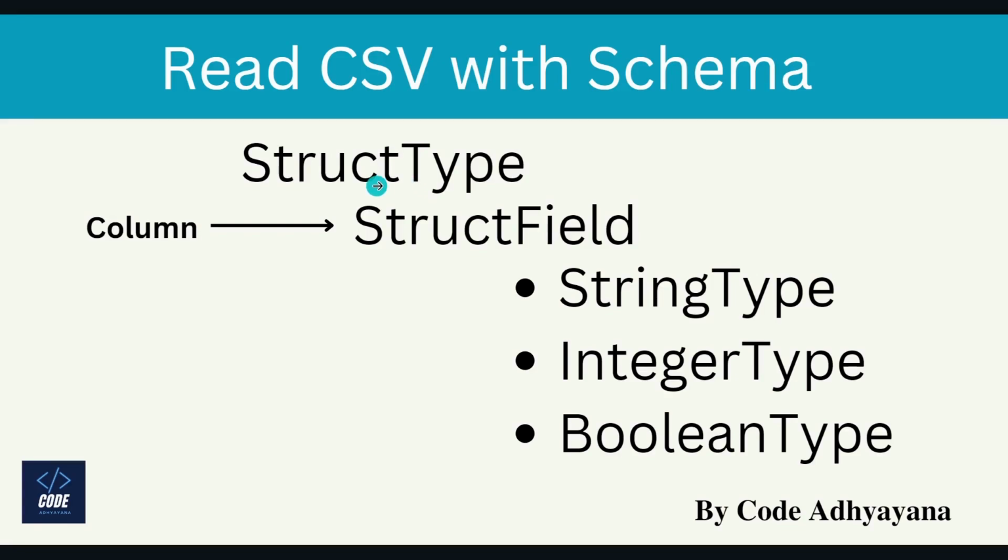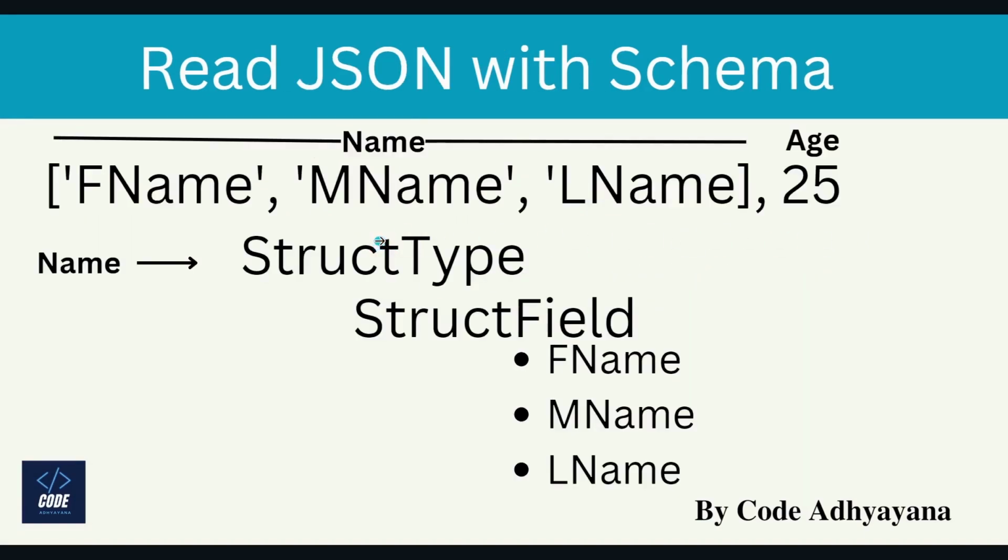Now, you might be thinking why we have these two, StructType and StructField. Let's try to understand this with the next example, where we are going to read one JSON file. Now, this JSON file has nested data. So we have name and age. Now name has three parts: first name, middle name and last name. So first we have to take care of this nested data.